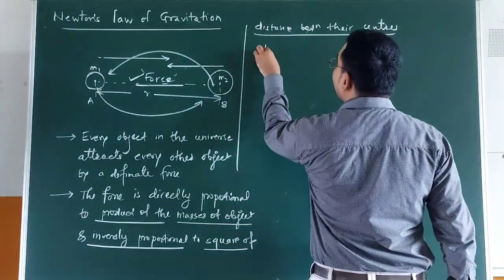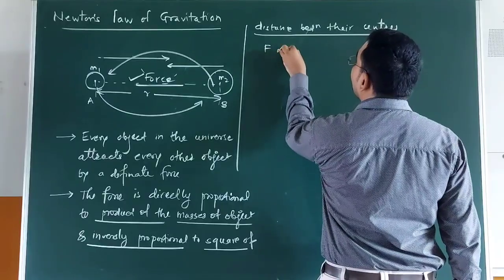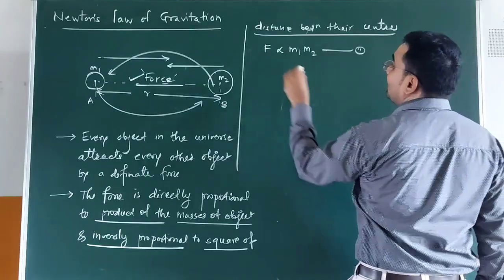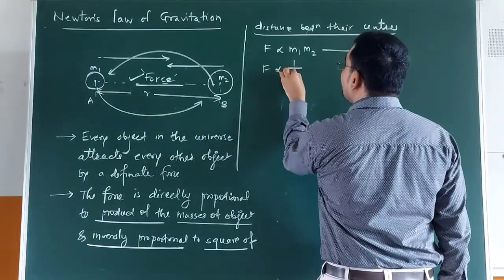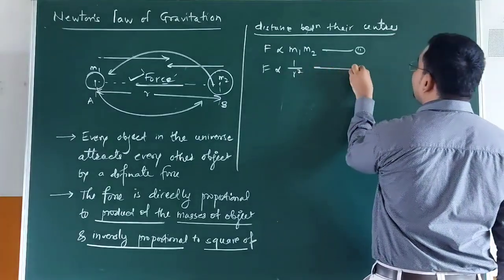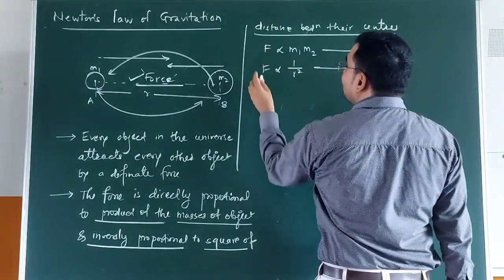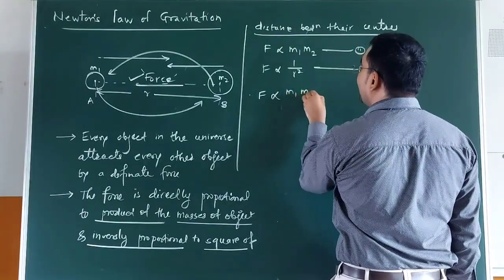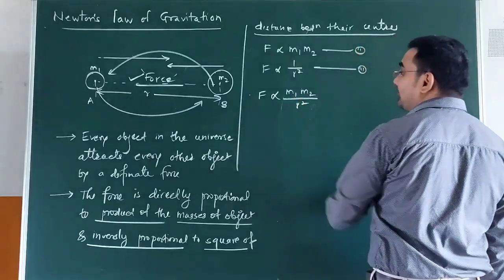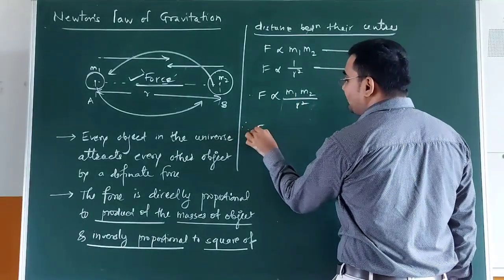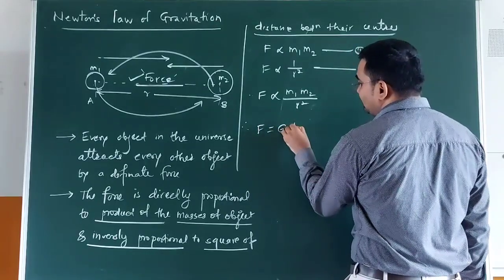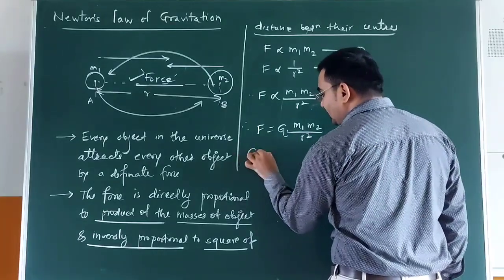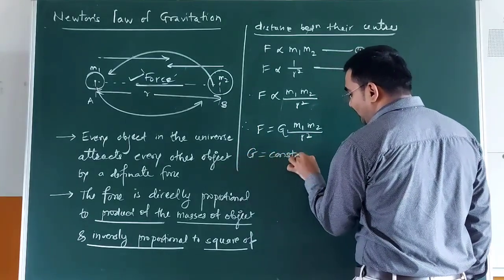So if I write it mathematically, force is directly proportional to the product of masses, that is m1 and m2. This force is inversely proportional to the square of distance, that is r square. If I combine both, I can write F is directly proportional to m1 into m2 upon r square. Therefore, F is equal to G into m1 m2 upon r square. Here again G is a constant of proportionality.